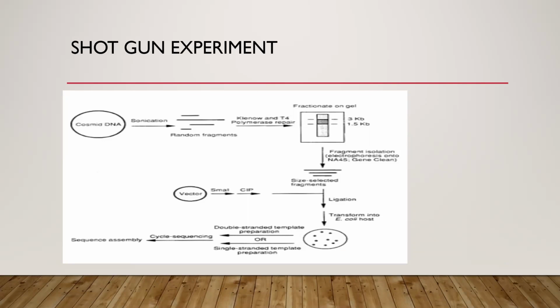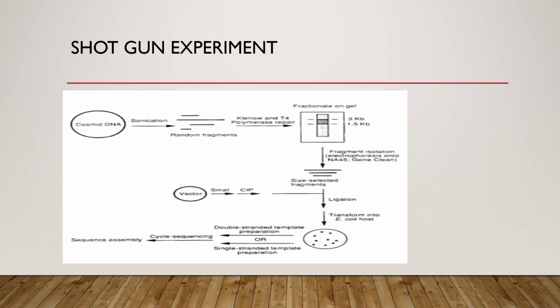Don't be confused. Shall I repeat? Okay, this is cosmid DNA. Cosmid DNA has two parts. These are phage lambda and plasmids. Both are inserted into the cosmid DNA. This is called cosmid DNA.